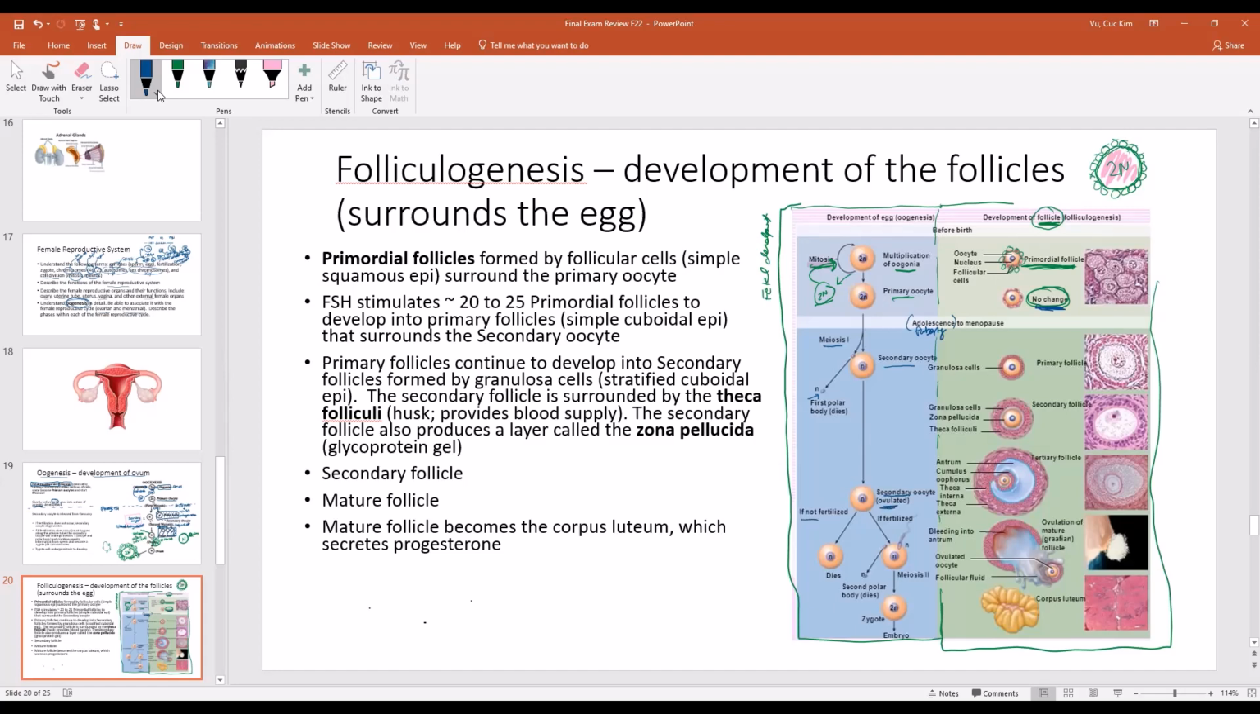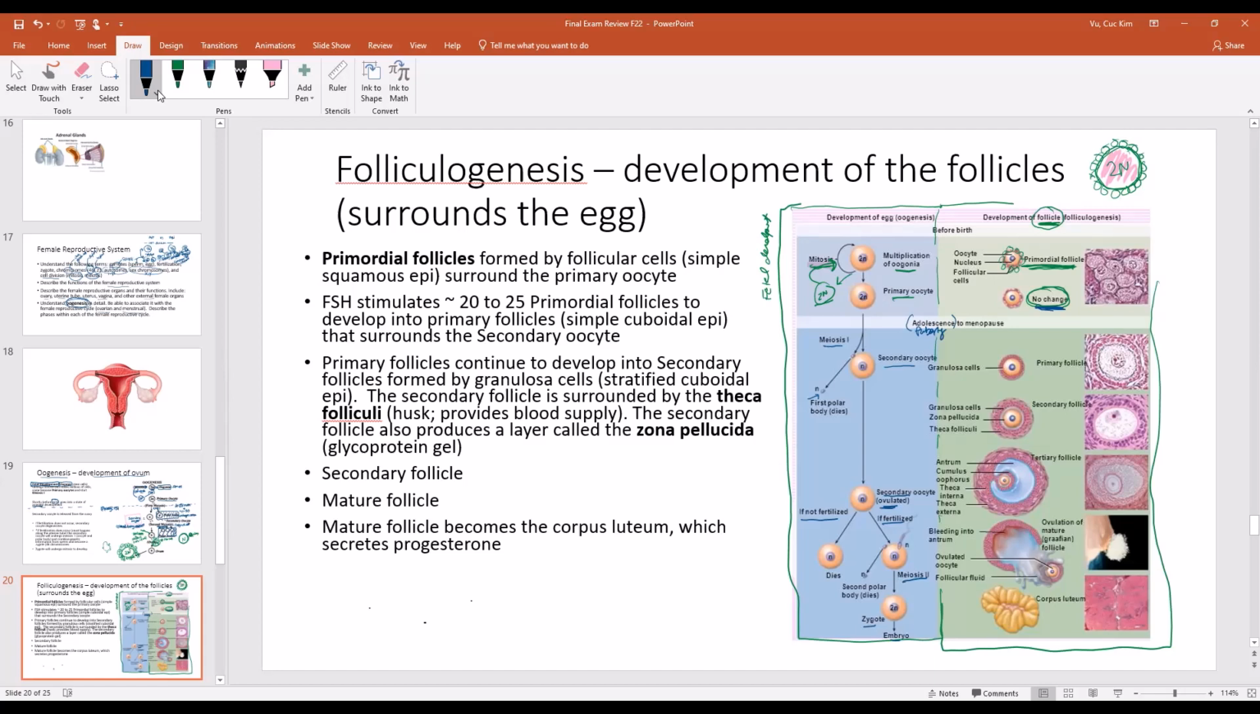If it is not fertilized, it doesn't change and it dies. If it is fertilized, it's going to go through meiosis 2, finish meiosis 2, produce another polar body, which dies, and then combine the mom and dad's contributing chromosomes to become a zygote. And the zygote becomes an embryo, the embryo becomes a fetus, and so on. We just covered that.